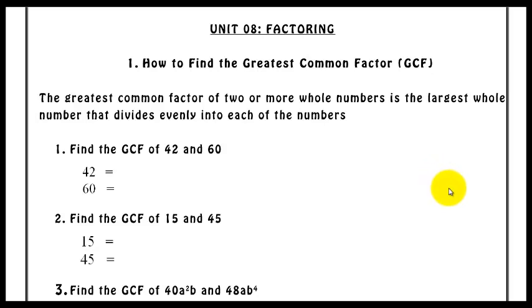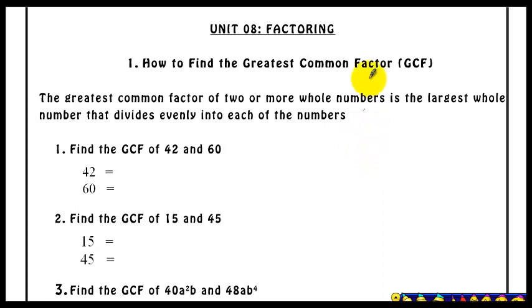The first factoring method that we are going to learn is factoring using greatest common monomial factor. The greatest common factor of two or more whole numbers is the largest whole number that divides evenly into each of the numbers. I have here three examples. First, let's find the GCF of 42 and 60. The way we are going to solve the GCF here is to write the prime factorization of each number.